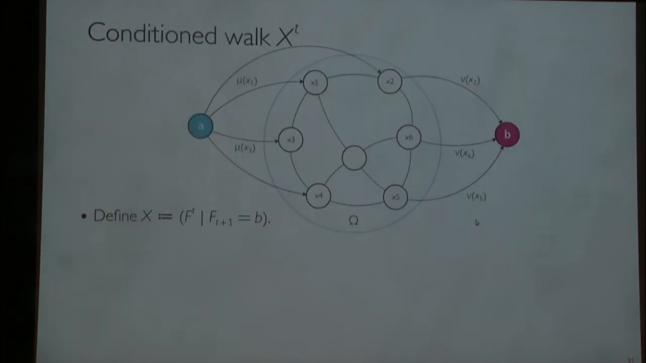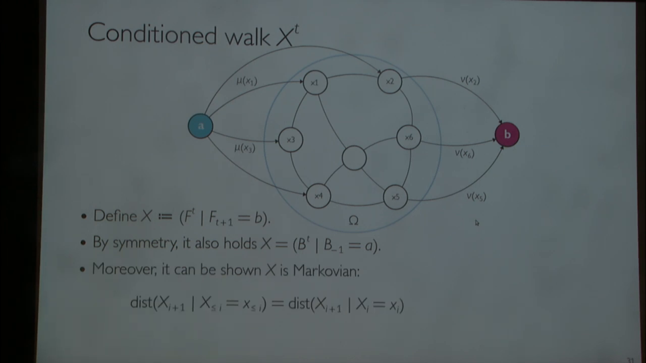OK, so now let's take the forward walk and create a walk out of it by conditioning that it reaches B. Let's take that walk, condition on it reaching B, and define that walk to be X. Now, by symmetry, you can observe that if you just took the backwards walk and conditioned on reaching A, it would have been the same, because just take any path and look at what probability is assigned to it by the F walk and the B walk, you'll see that these will be the same, and then the claim follows. And moreover, it can be shown that when you take a Markov chain and condition at the end, it's still Markovian. So X is still Markovian. Where we are going to go next is decided solely by where we are and the time step. It's non-homogeneous Markovian.